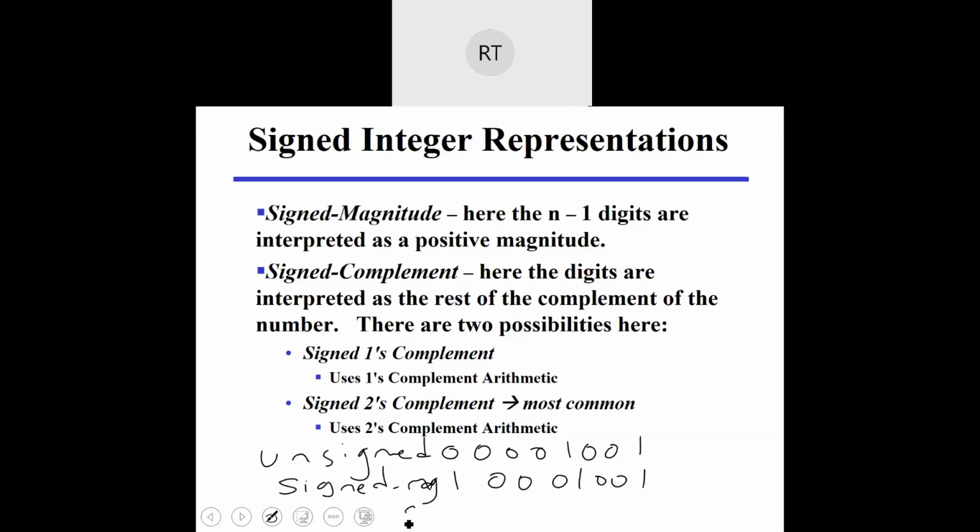How about in 2's complement? You keep going until you reach the first one, then you complement the rest. So this is 2's complement. So this is 9 unsigned, this is minus 9, and this is also minus 9, but in 2's complement. You see the difference in the representation? Any question?